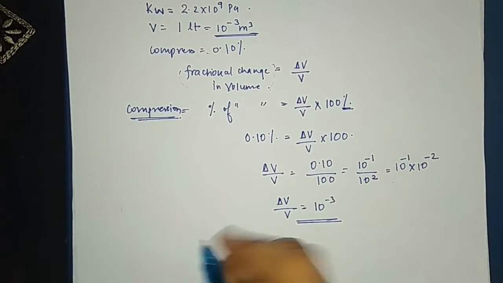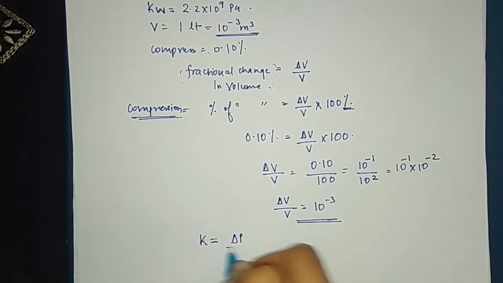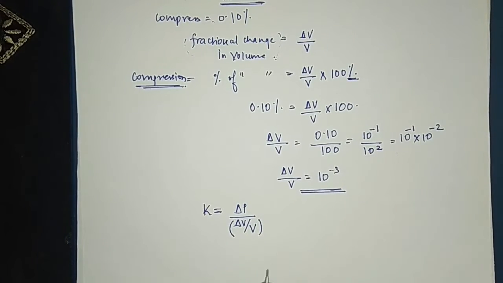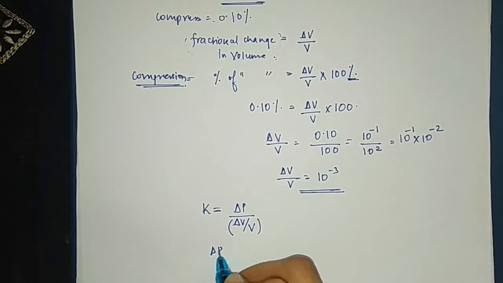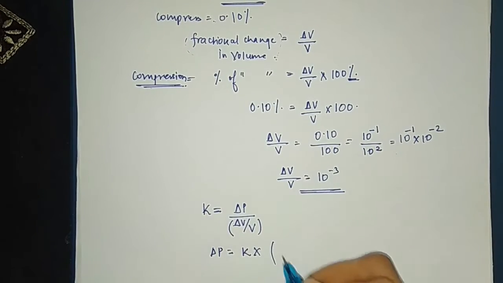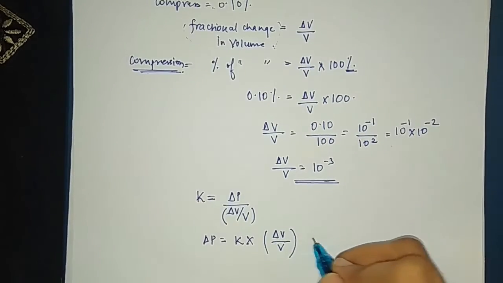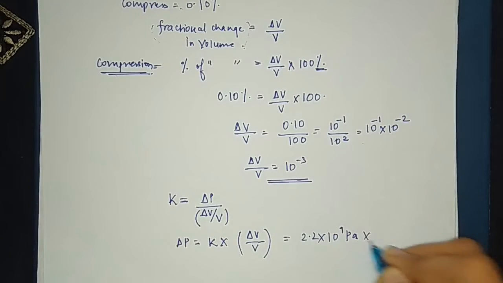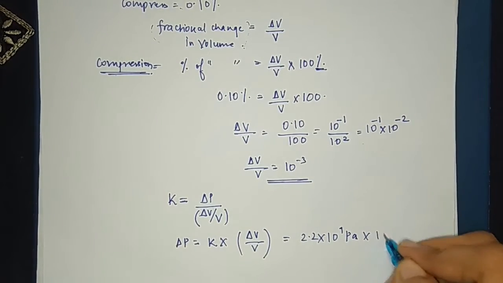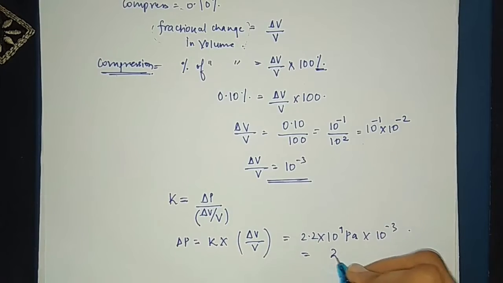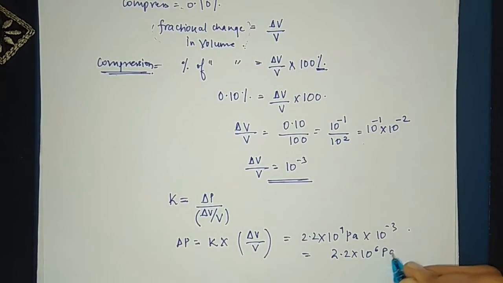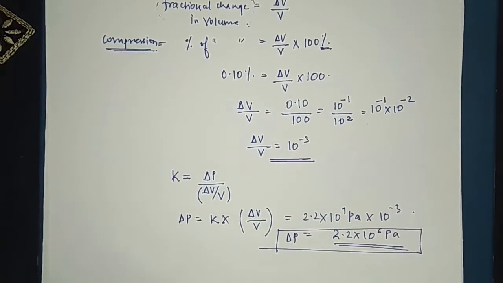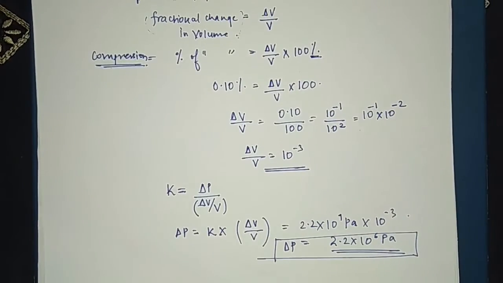Now we know the formula, bulk modulus is delta P over delta V by V. I am not considering the sign here also, it's just the magnitude. So delta P is bulk modulus times delta V by V. Bulk modulus is 2.2 times 10 raised to 9 pascals, into the change in volume, or the volume strain, 10 raised to minus 3. So this is nothing but 2.2 into 10 raised to 6 pascals. That is delta P, or the change in pressure. Easy. So that was all.